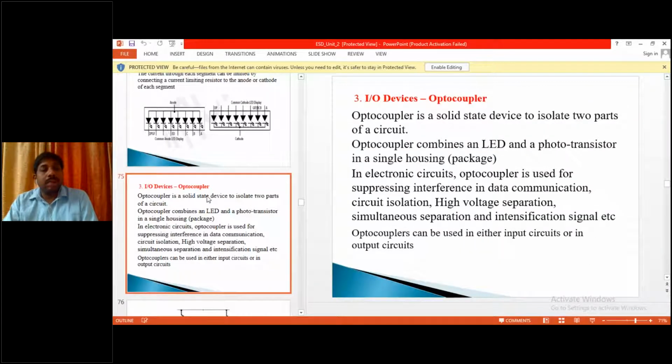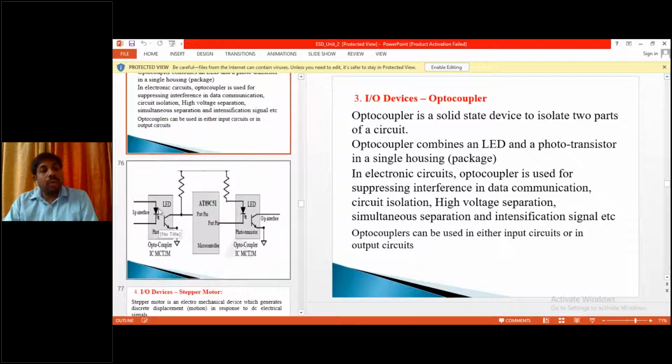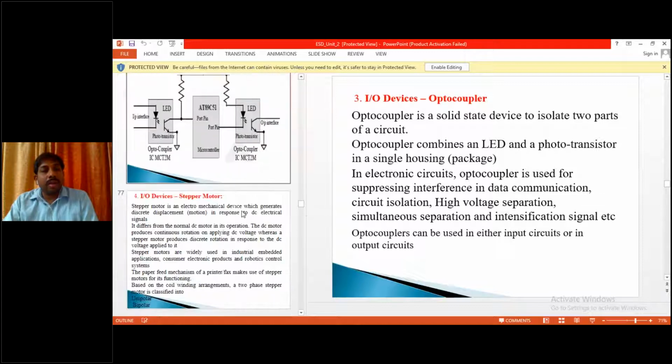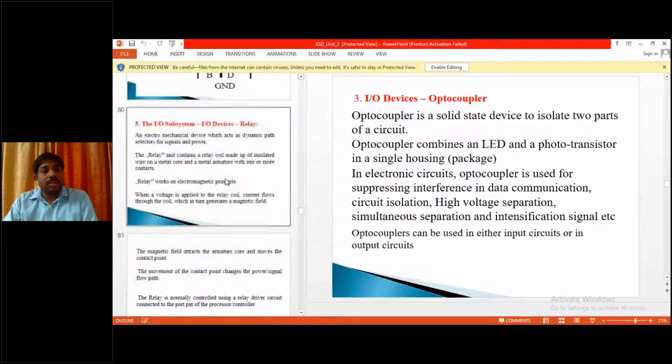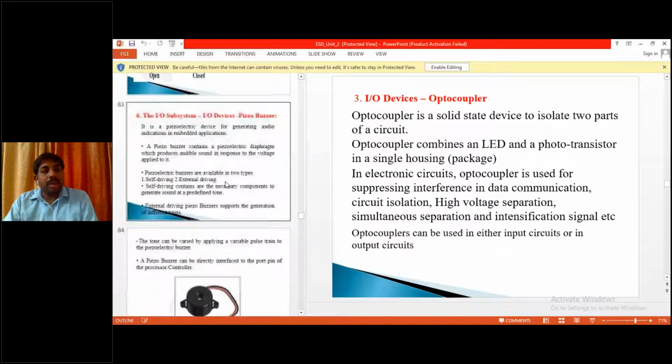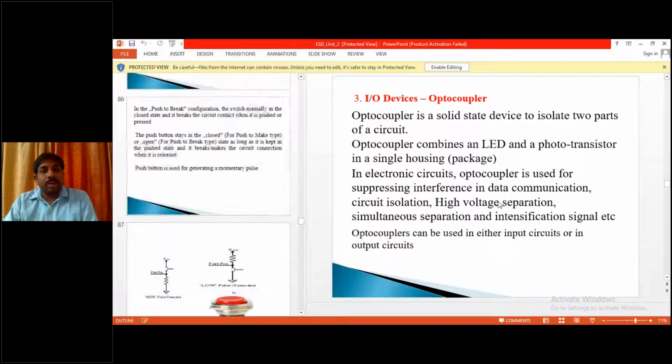Next is optocoupler. This is a solid state device where your phototransistor and LED are connected. Similarly, we have a stepper motor. Similarly, we have a relay. Similarly, we have a piezo buzzer. Similarly, a push button.